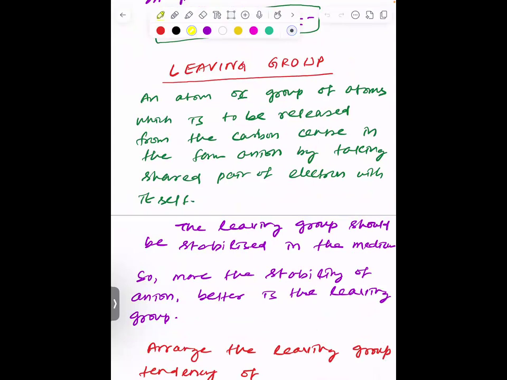Then we will discuss leaving group. Leaving group means an atom or group of atoms which can be released from the carbon center.